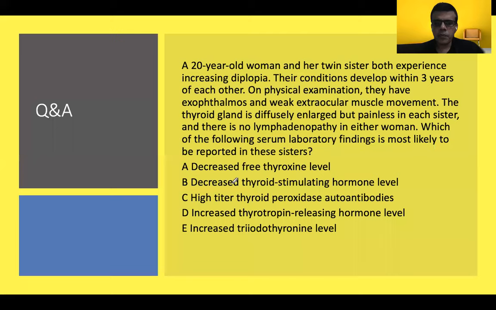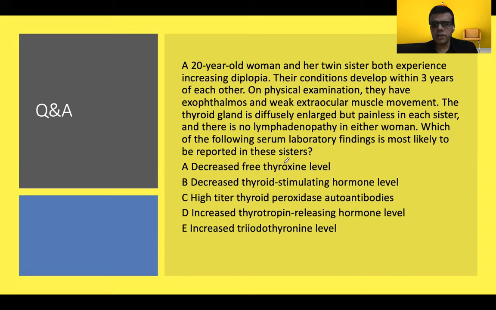Now let's discuss an interesting MCQ to wind up this presentation. A 20-year-old woman with her twin sister both experience increasing diplopia. Their conditions develop within 3 years of each other. Physical examination reveals that they have exophthalmos and weak extraocular muscle movement. The thyroid gland is diffusely enlarged but painless in each sister, and there is no lymphadenopathy in either of the women. Which of the following serum laboratory findings is most likely to be reported in these sisters?